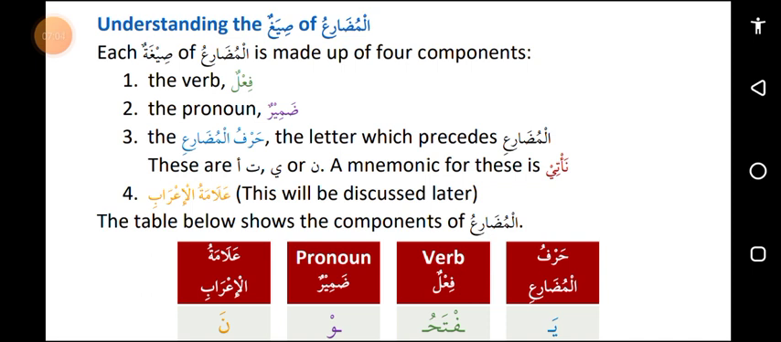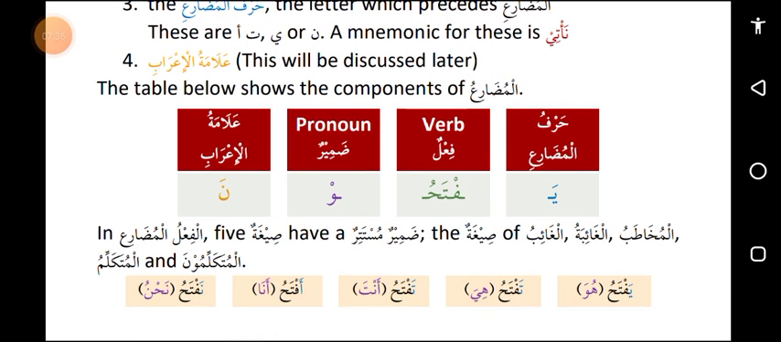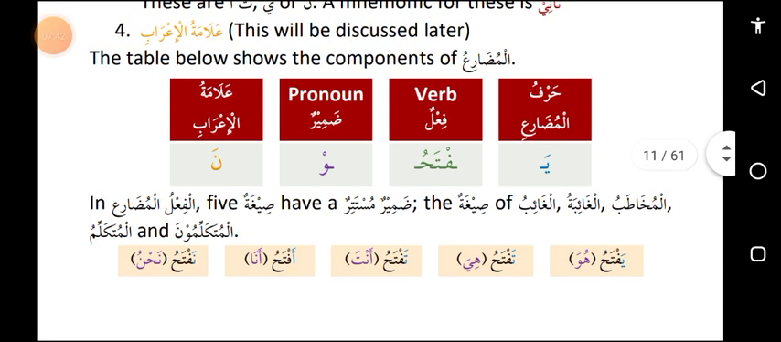Each sigha of fi'l mudari is made up of four components. Number one, the word itself, the verb itself. Number two, the pronoun. Number three, the huruf al mudari, the letter which precedes al mudari. There are four letters we have discussed, these letters, huruf atain: hamza, ta, ya, nun, in our alamat sessions. So mashallah, our students already know these. And then alamatul i'rab, this will be discussed later. Alamatul i'rab is something that needs to be discussed in detail, inshallah. There will be many lessons about alamatul i'rab.